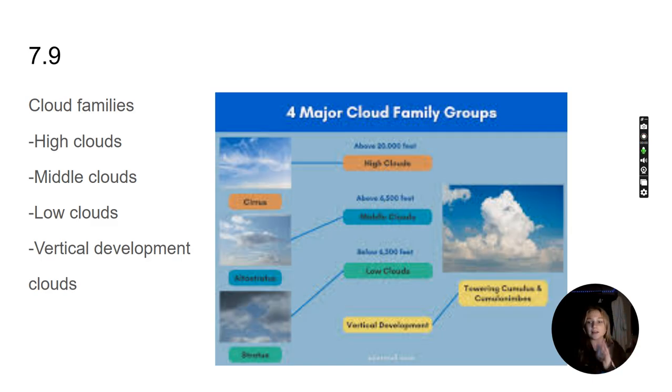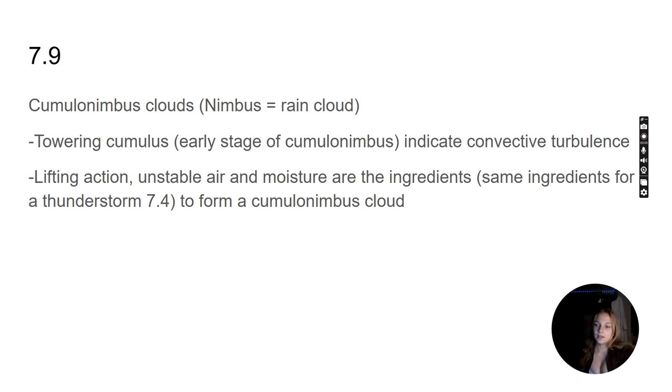All right, we've got four cloud families. We're back to clouds, guys. We've got the high clouds, the middle clouds, low clouds, and vertical development clouds. If you're researching the cloud families, you might see cirrus and altostratus. Those are just the most common clouds that live in those families, but they are not the actual family names, okay?